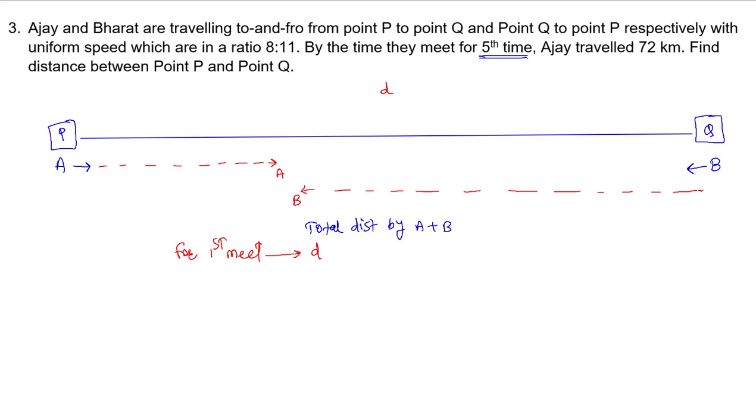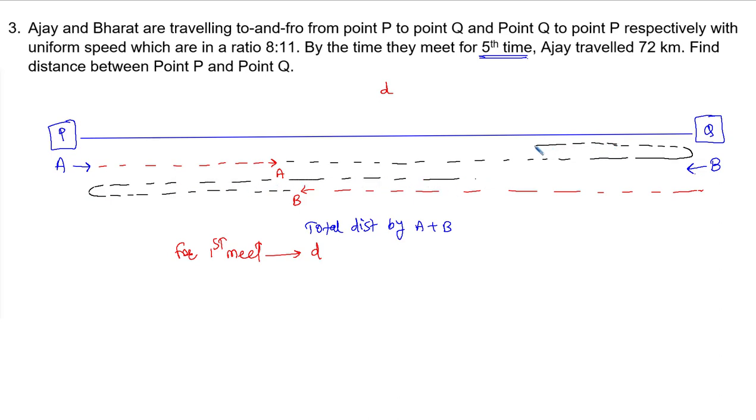Now after that, what will happen? A will reach to point Q, and A will take a U-turn. Then B will reach to point P like this, and B will take a U-turn.